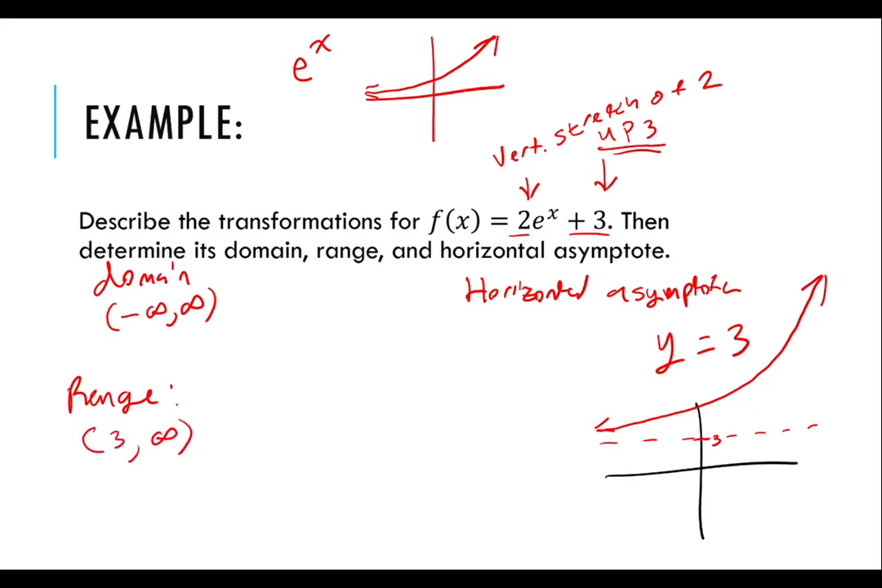Now watch out for vertical reflections. If we ever reflect vertically, then it's going to turn this upside down before you do a shift, and so it will change the range being below the asymptote instead of above. But that's all the information we needed.